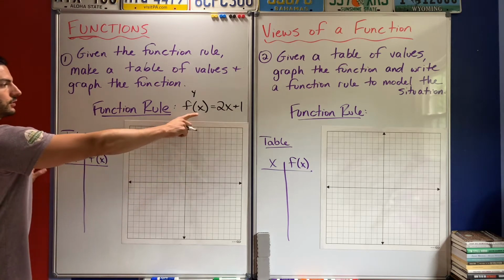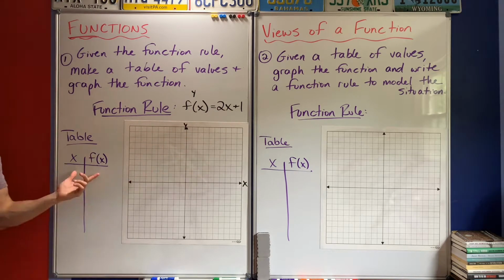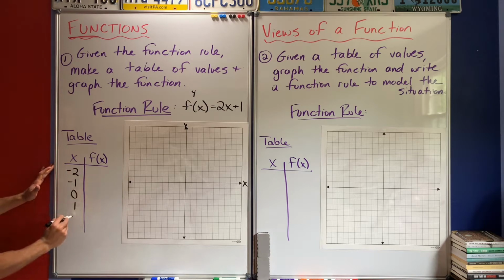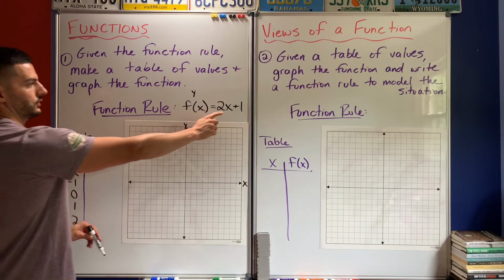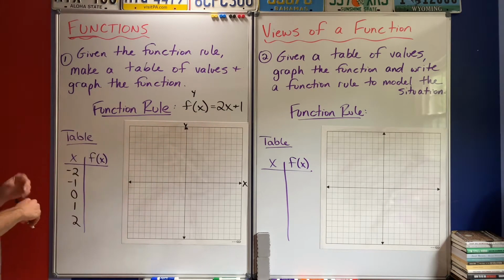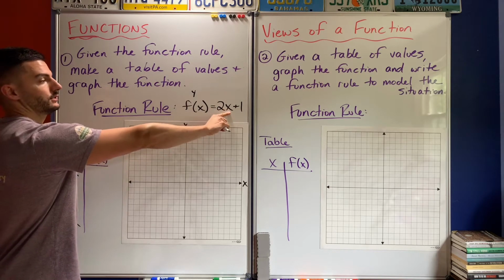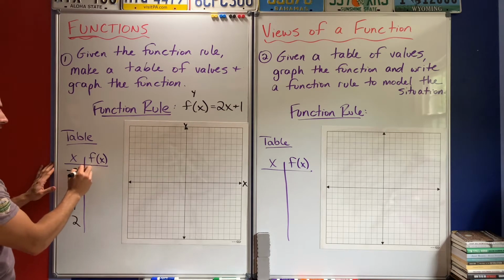So I'm given the function rule, and it wants me to make a table from that and then graph it. Table of values first. What we're going to do is pick a set of x values to plug in: -2, -1, 0, 1, and 2. I'm just going to substitute those in for where the x is in the function rule or the equation. The math I'm going to do for each of these is 2 times whatever the x number is, plus 1.